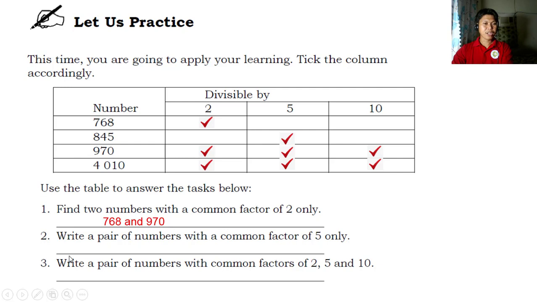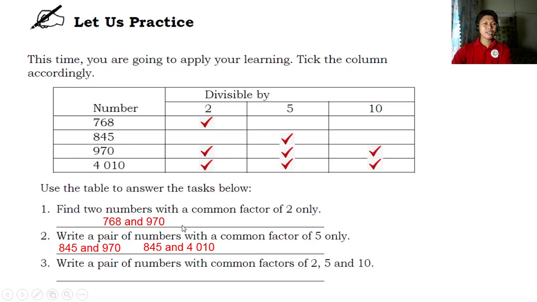Number 2, write a pair of numbers with common factors of 5 only. So, 5. Ayan, itong 845, pwede mong samahan ng 970 or 4010. Okay? Pero hindi pa rin itong dalawa pwedeng pagsamahin. So, pwedeng yan or pwedeng ito.